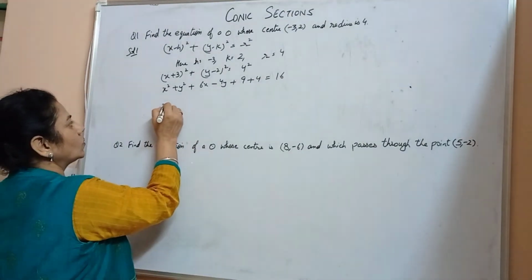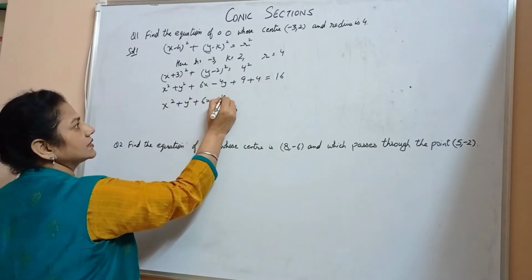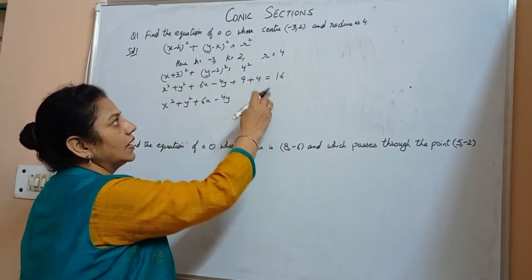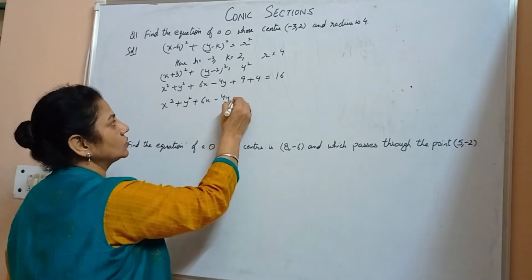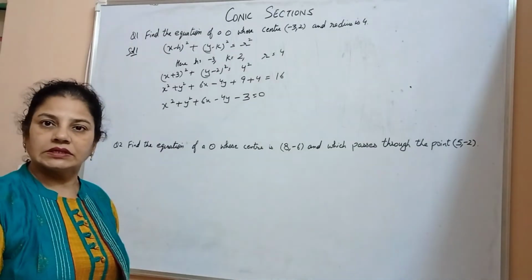So we get the required equation of circle as x square plus y square plus 6x minus 4y, 9 plus 4 is 13 and 13 minus 16 is minus 3. So minus 3 is equal to 0. This is the required equation of a circle.